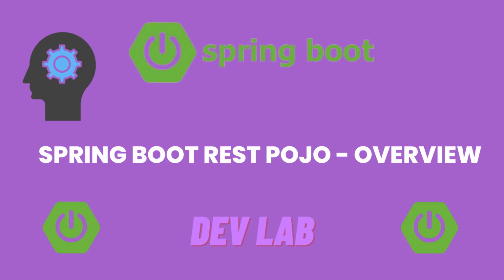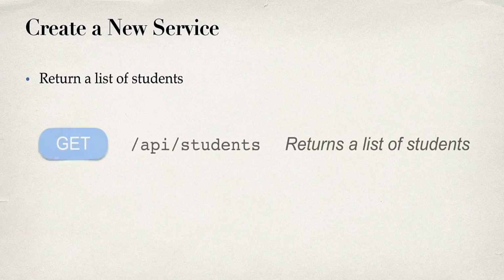In this video, we're going to create a Spring REST service for students. So we're going to create this new service that's going to return a list of students. Basically, we'll send over a GET request to /API/students, and this is going to return a list of students for us. All right, so let's look at the big picture here.